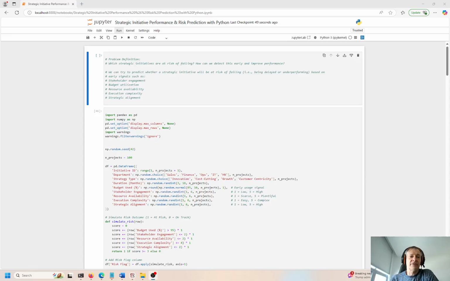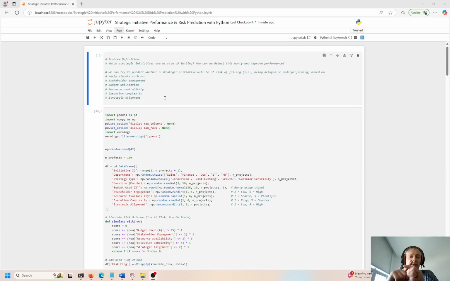Okay, so today I want to focus on strategic initiatives and the performance, so we can predict whether or not a strategy initiative will be at risk of failing, right? Are you going to come up short? Or are you going to come up strong? Are you going to deliver? Or are you going to miss the target, right? That's what we're going to look at today.